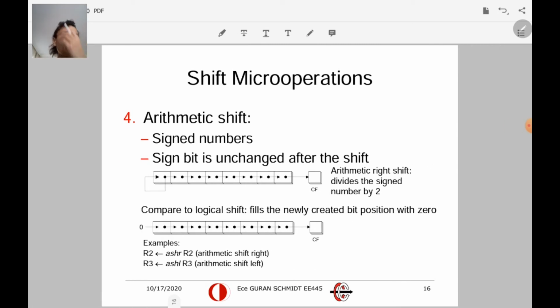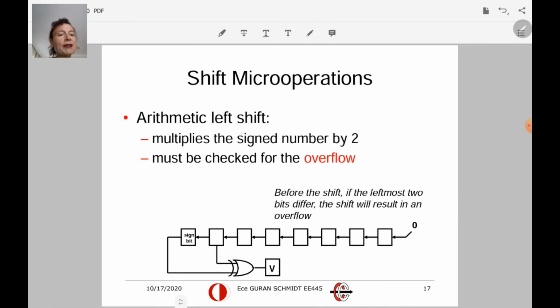So we also have arithmetic shift. For signed numbers, when we are doing these shifts for multiplying and dividing by 2. We talked about it also in logic design. So first of all, we don't change the sign bit, okay, after the shift, because the number sign is not affected by division or multiplication. Whereas in the logical shift, we didn't care, we were just shifting the ones and zeros.